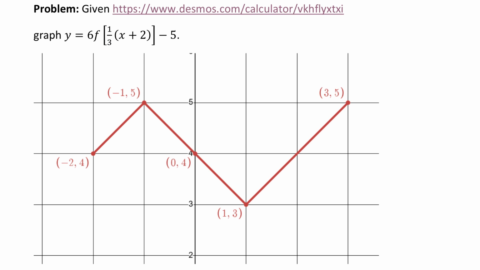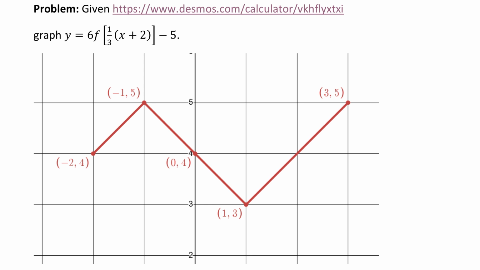All right, so I'm going to give you a graph. It's just some random points here. And I would like you to graph y equals 6 f(1/3 x plus 2), subtract 5. So take these 5 points and apply all these transformations and then create a new graph. And you'll probably need a new grid just because it'll be in a different location. So go ahead and pause the video and give it a try.